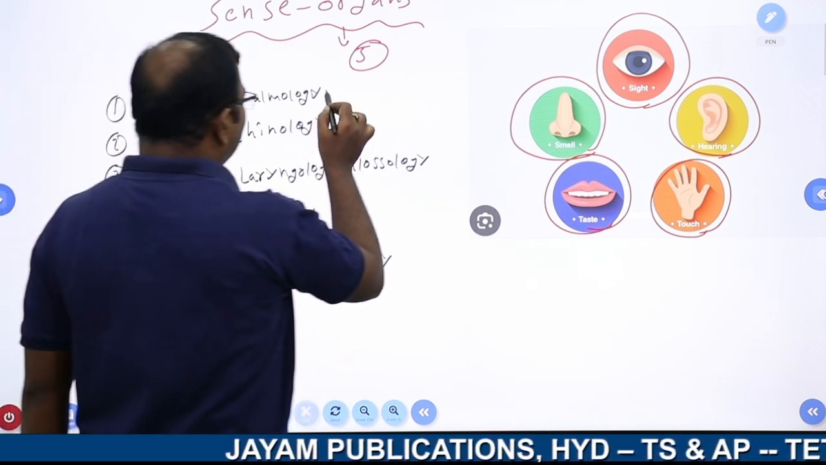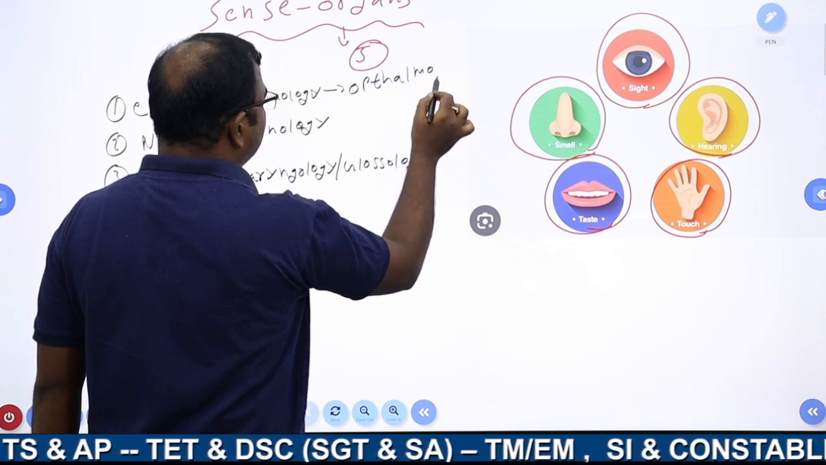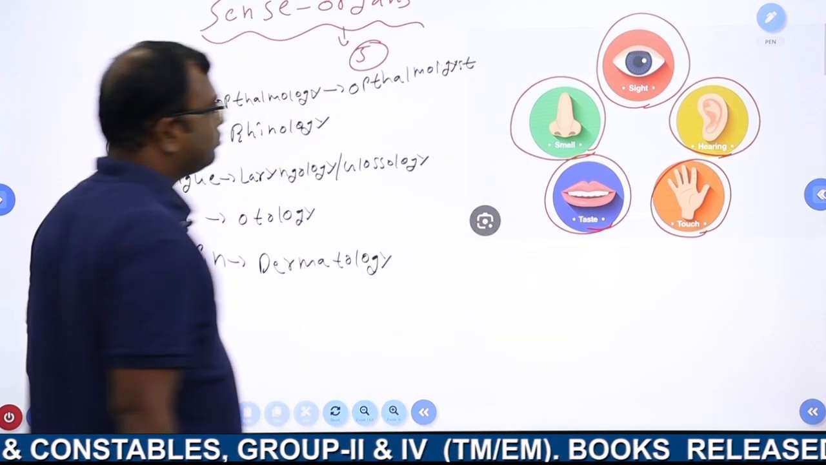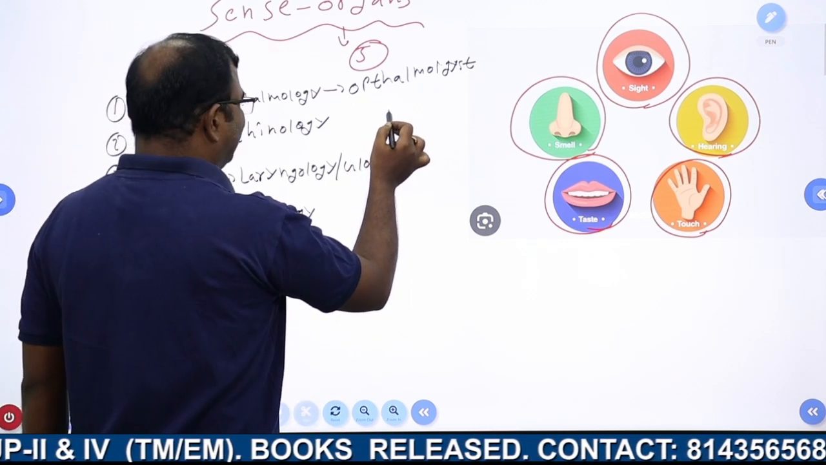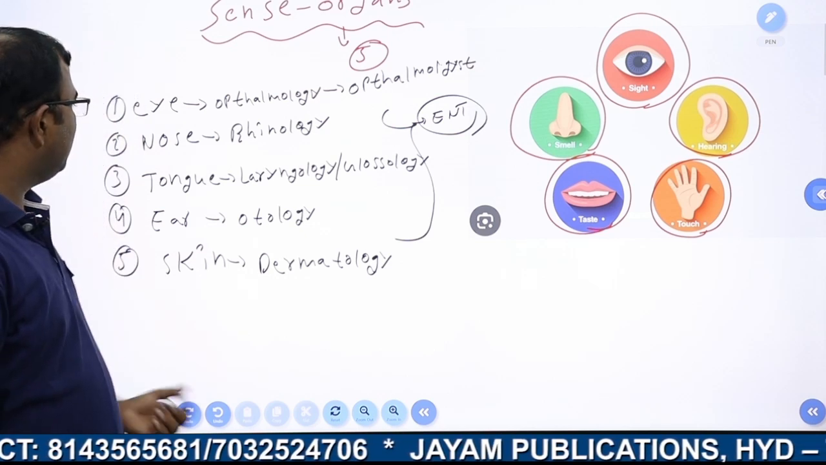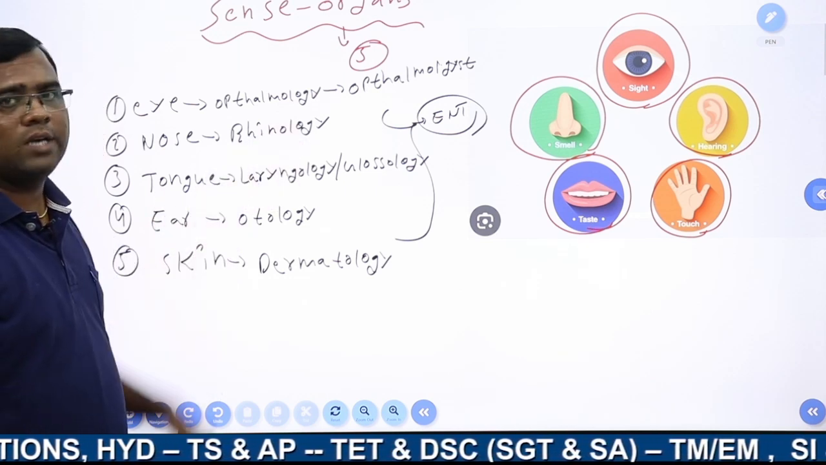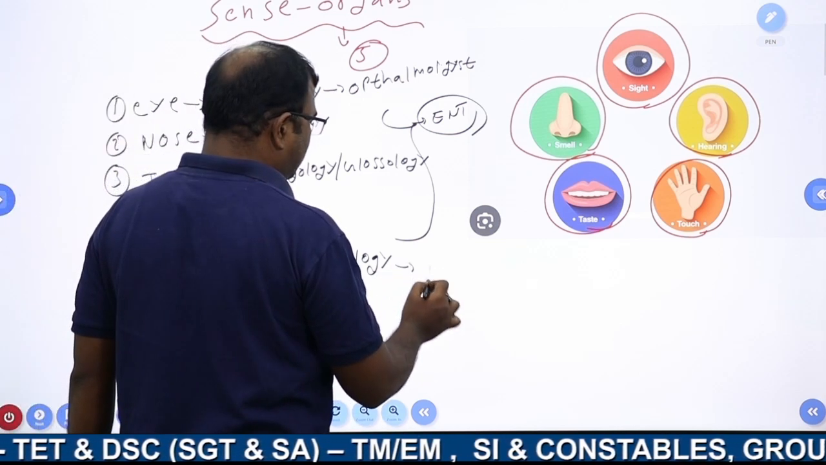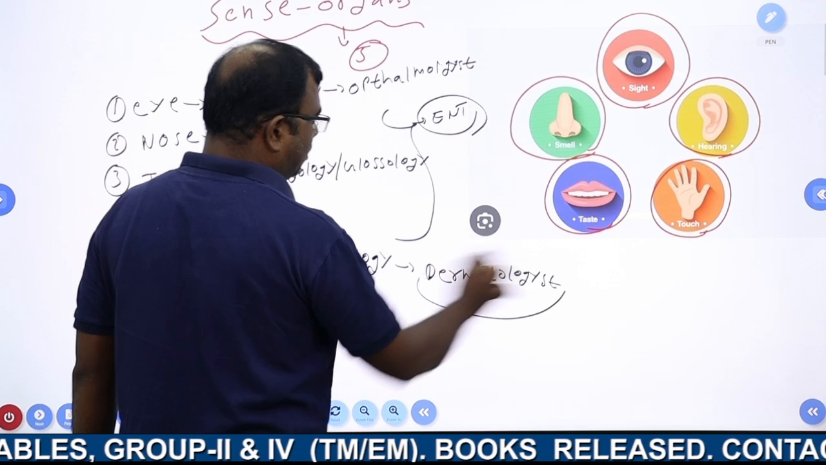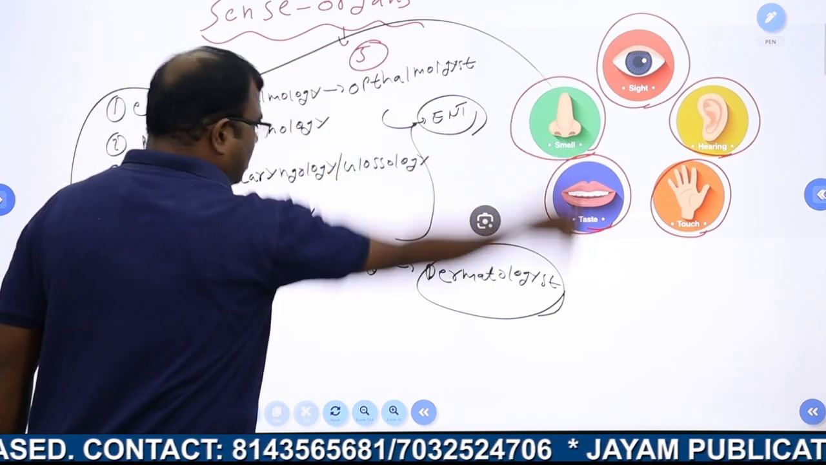The eye doctor is also called as ophthalmologist. Next, the nose, tongue and ear doctor is also called as ENT doctor. E means ear, N means nose, T means tongue. The skin doctor is also called as dermatologist. This is the doctor's names of sense organs.